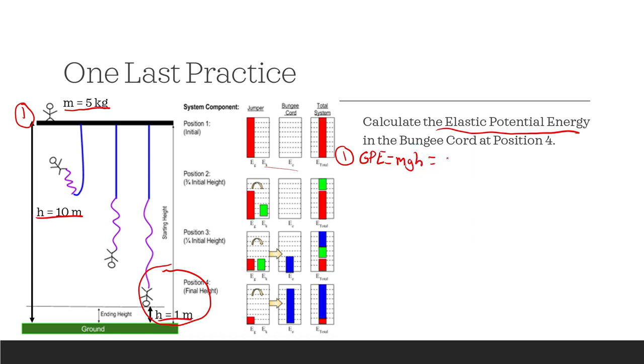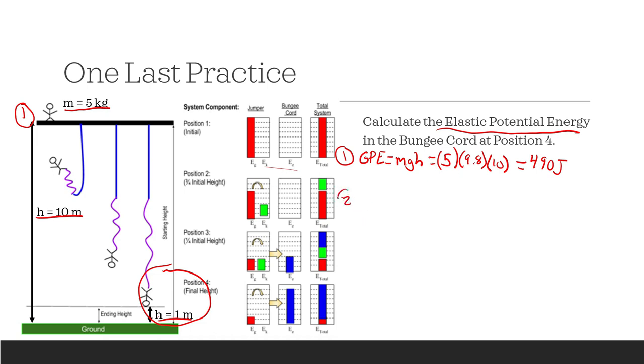In this case, that is equal to 5 times 9.8 times 10. And that's going to give us a total of 490 joules of energy at position 1. Now that we know that, we know the total energy of our system is equal to 490.